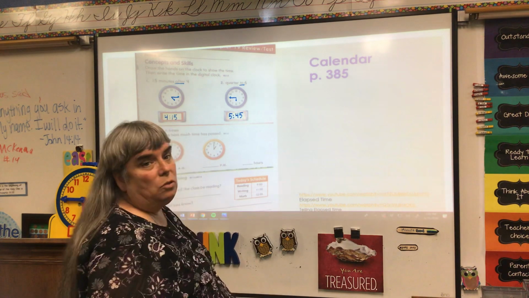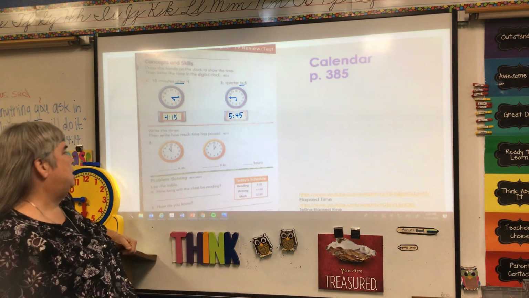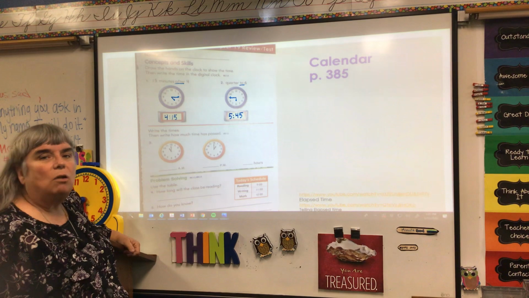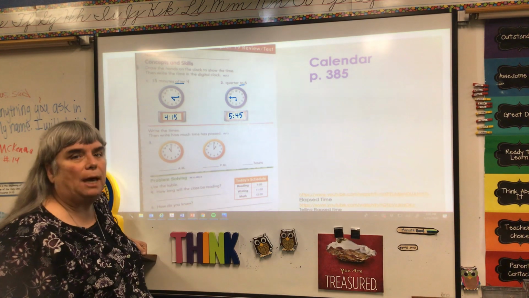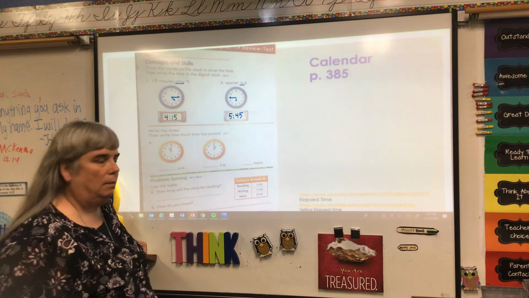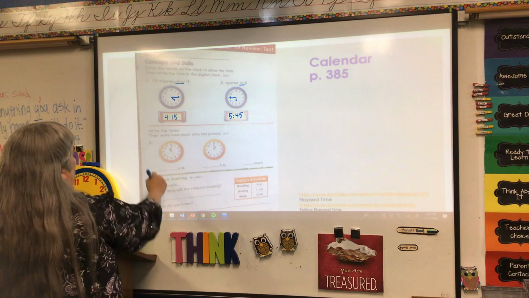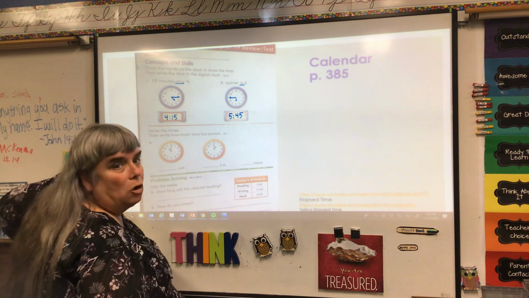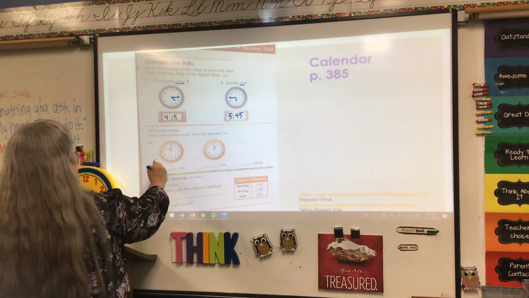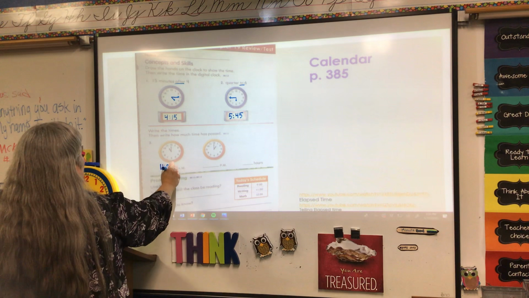Here's our next review question. It says, write the times. Then write how much time has passed. So now we're talking about elapsed time. So first of all, my hour hand is pointing to the 11. The minute hand is pointing to the 12, so I know that's o'clock. So I'm going to write that as 11 o'clock.